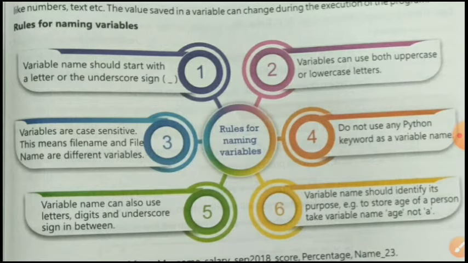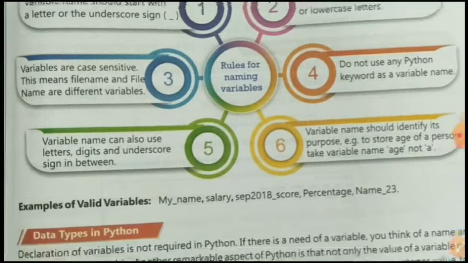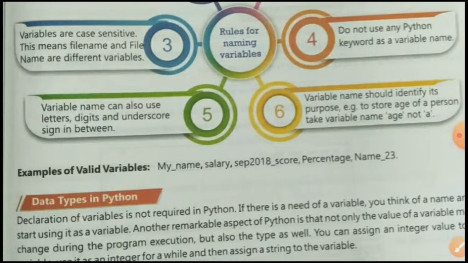Number 5: a variable name can also use letters, digits and an underscore sign in between. Number 6: a variable name should identify its purpose. For example, to store the age of a person, take the variable name age, not a. You can't take only a, you have to give the full name age. Examples of valid variables: my_name, salary, September2018_percentage, name_23.